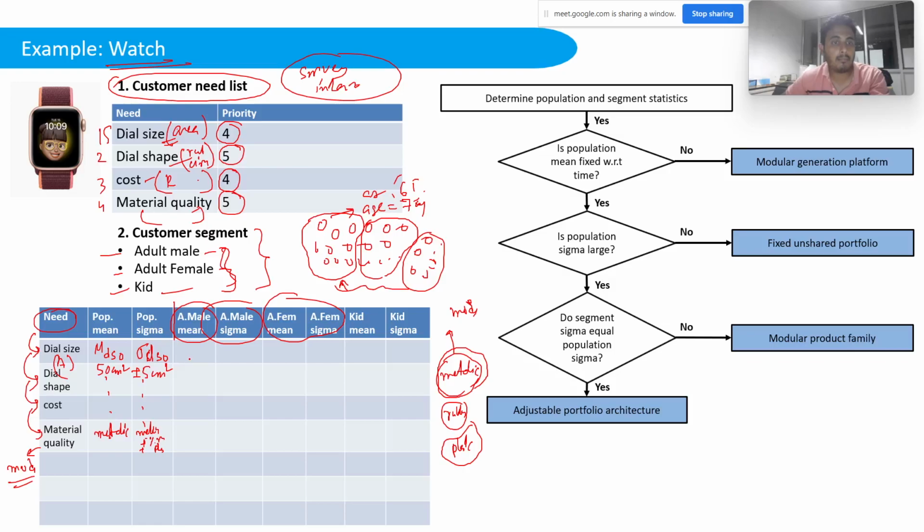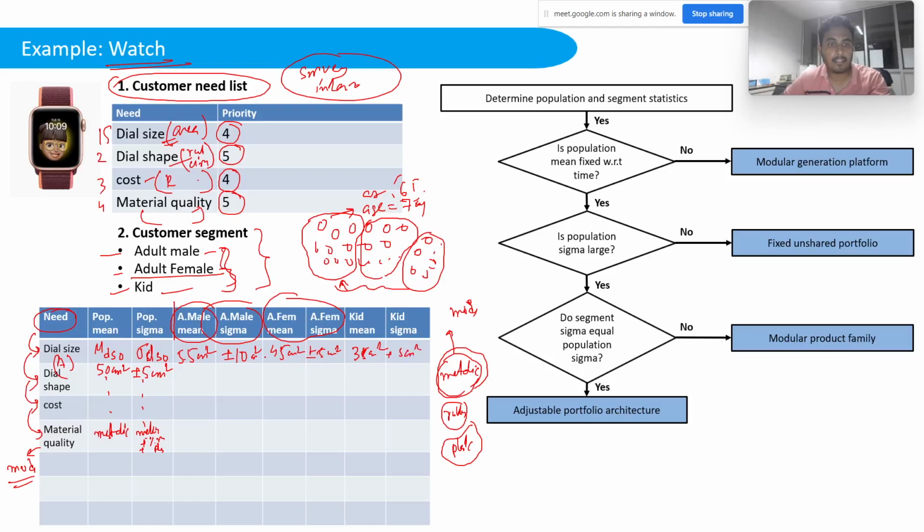So adult male may require something greater than this, maybe 55, and sigma can be plus or minus 10 centimeter square. Then the next customer segment is adult female. For a female, they may want a smaller size because they have a smaller wrist size. So they may say 45 plus or minus 5 centimeters square. Similarly, for a kid it is even less, 35 centimeters square plus or minus 5 centimeters square.